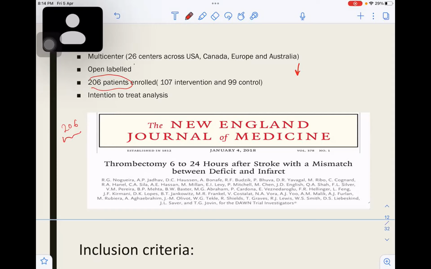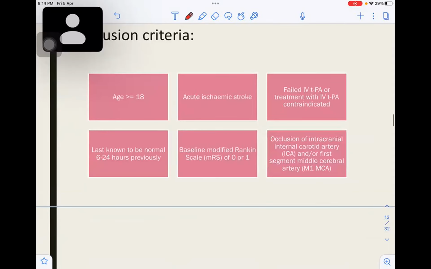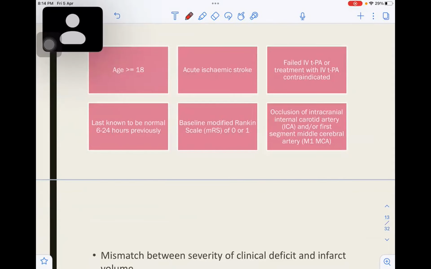The result will be analyzed. That is called intention to treat analysis. So in this, they have used intention to treat analysis. The major inclusion criteria they used: they included all patients above 18 years of age, who obviously should have an acute ischemic stroke, and they took patients who have failed alteplase, or in whom alteplase is contraindicated, and the timeline they used is 6 to 24 hours. This is very important. In the DAWN trial, they have used 6 to 24 hours as the cutoff.